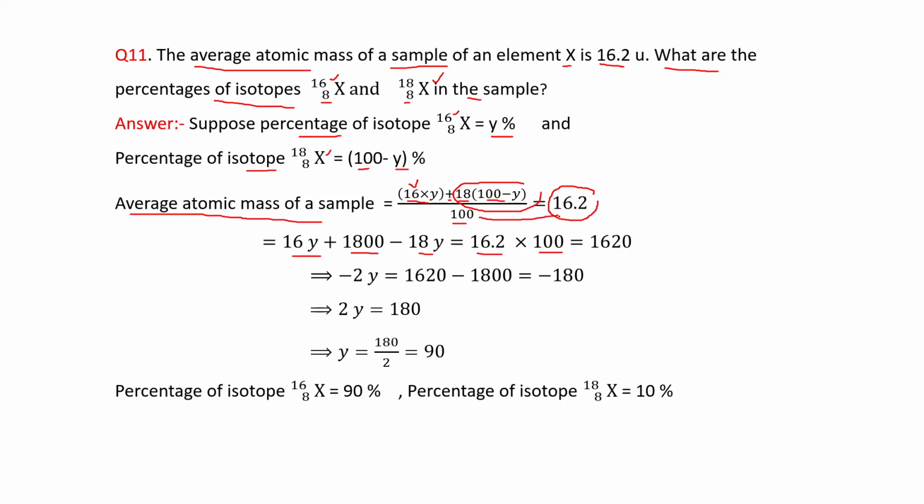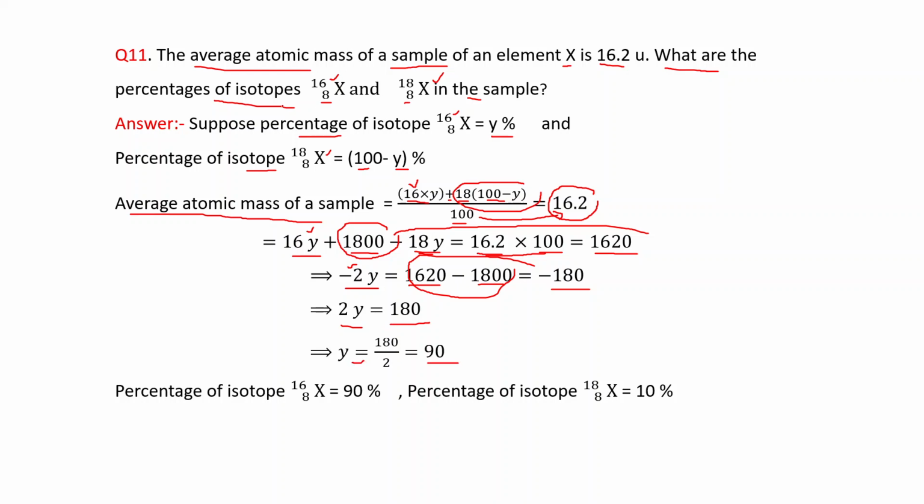Actually, this 100 will go to this side in multiplication, and if we multiply these two, we will get 1620. Now, transferring 1800 to this side, we get 1620 minus 1800, and 16Y minus 18Y gives minus 2Y. The difference of these two is minus 180. This side minus, that side also minus, so minus minus becomes plus, and we can write 2Y is equal to 180, and Y is equal to 90.